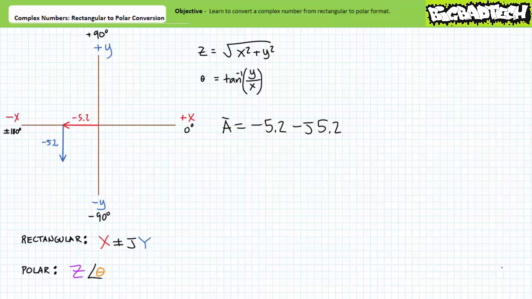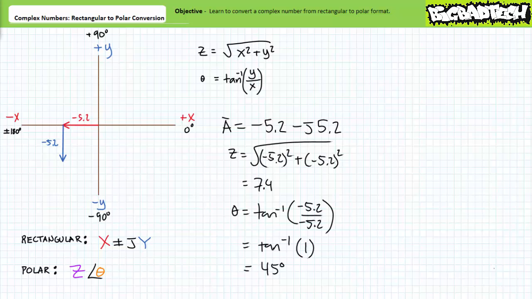Let's determine the magnitude first. One determines the magnitude of the polar equivalent as the square root of the sum of the squares of the real x and imaginary y components. Substituting in our given values, we find a magnitude of roughly 7.4. Now let's determine the angle.